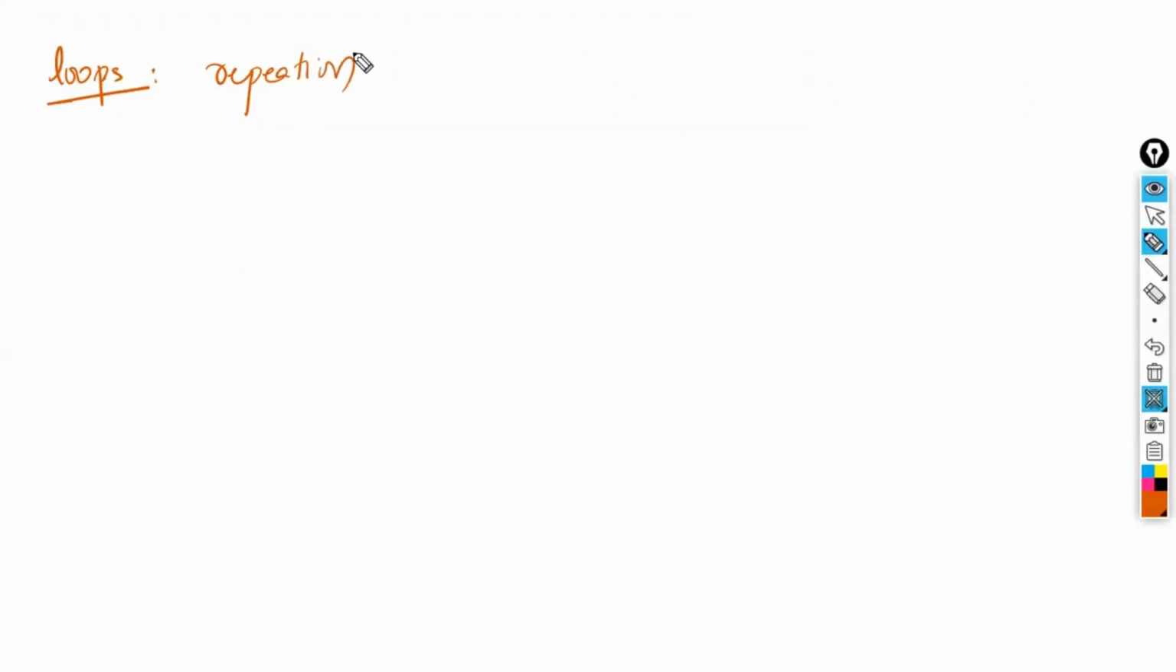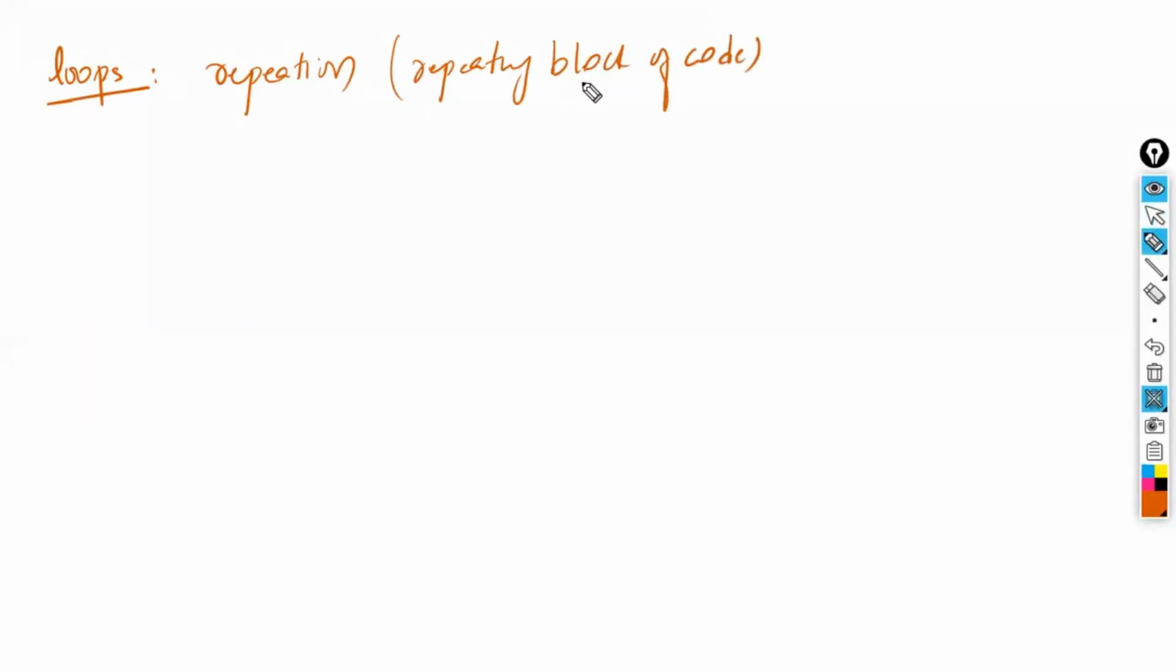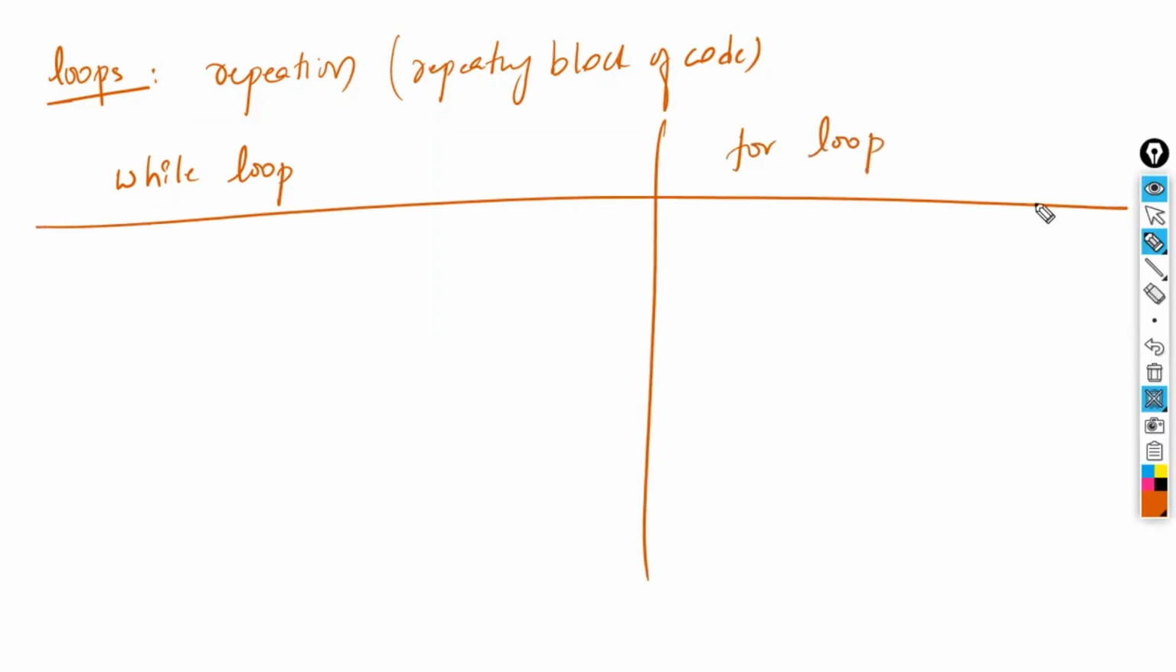Repetition means repeating the block of code. Whatever block of code is there, repeat that block of code. Repeating the block of code is called a loop. Here we have the while loop and the for loop. We have two types of loops.